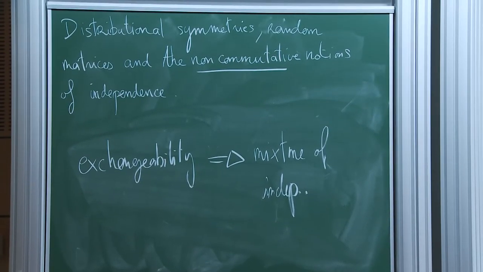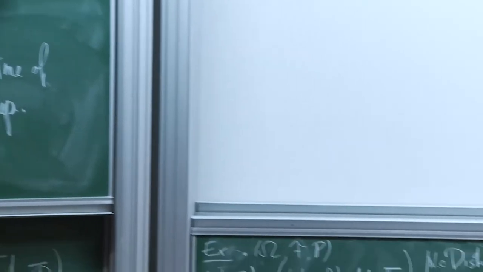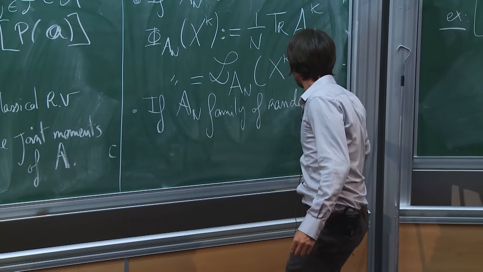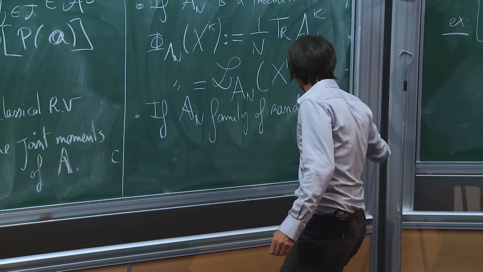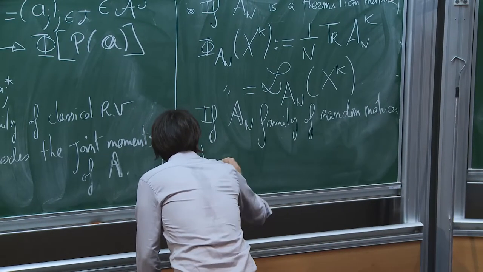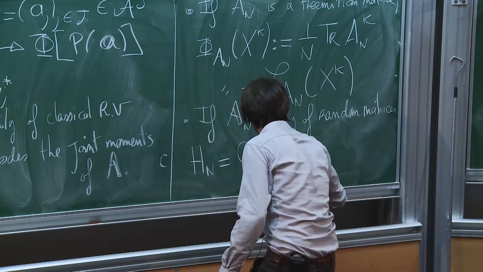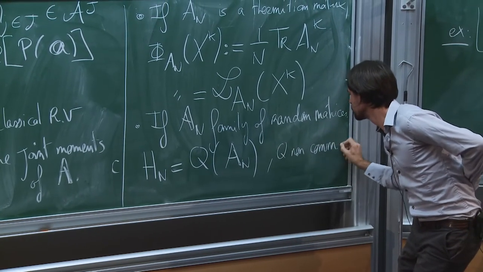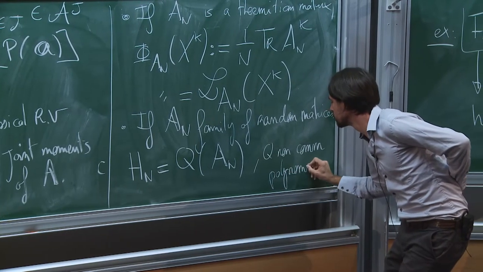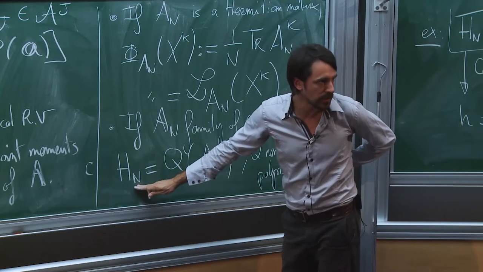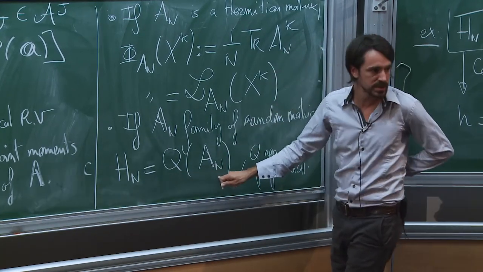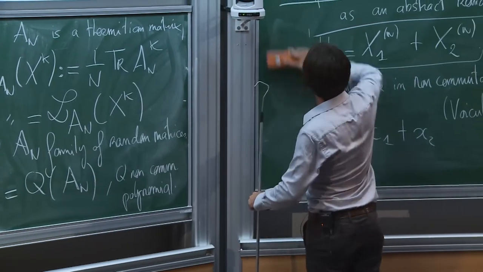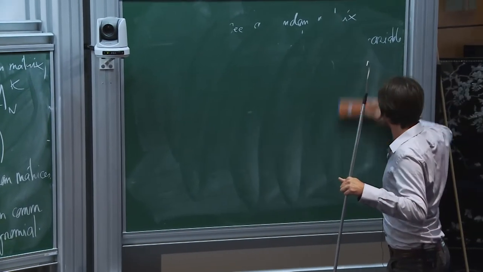Let me just mention that. If you have An, a family of random matrices, and we are considering Hn, which is a function of these matrices, say a non-commutative polynomial, and say that this is the guy we want to study. And this is a guy that you know. You know the distribution of that guy. Then the empirical eigenvalue distribution of Hn is encoded in the non-commutative distribution of the An.